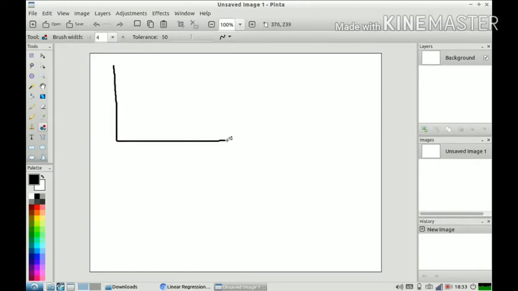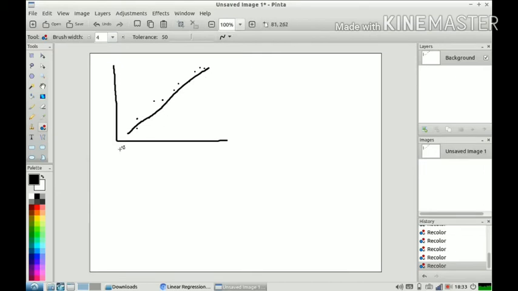So suppose this is our data. The relationship between our data can be like this, where as the value on the x-axis increases, the value on the y-axis also increases. This is the y-axis. This is called a positive relationship.